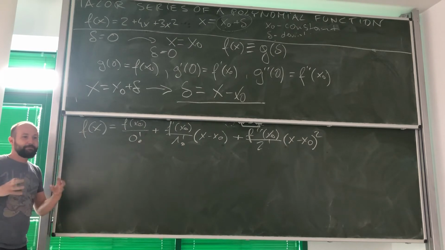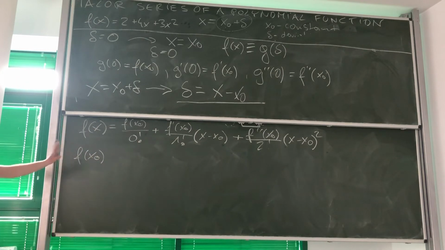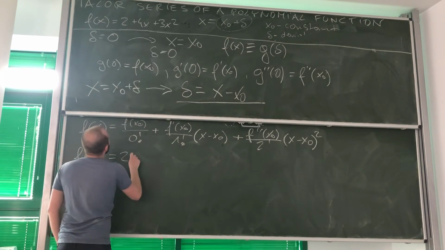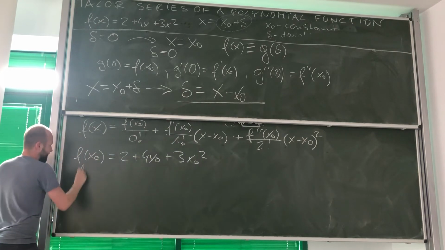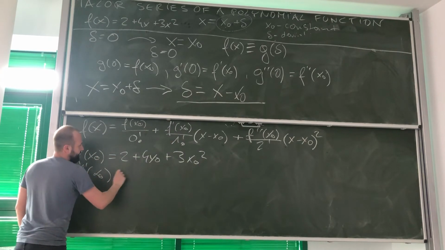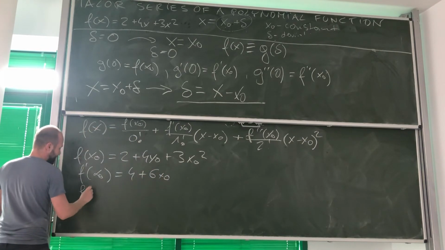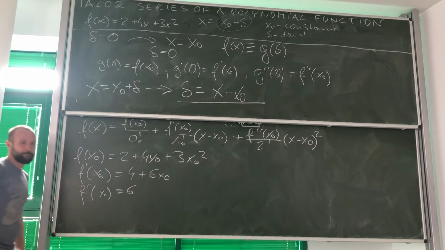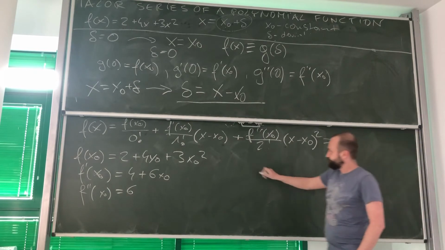Let's just say that I'm choosing x0 to be any number, right? So I'm going to leave it as x0. So now our function becomes 2 plus 4x0 plus 3x0 squared. First derivative is equal to 4 plus 6x0, and second derivative is just 6, right? Now, let's apply the formula and let's see what we're gonna get.